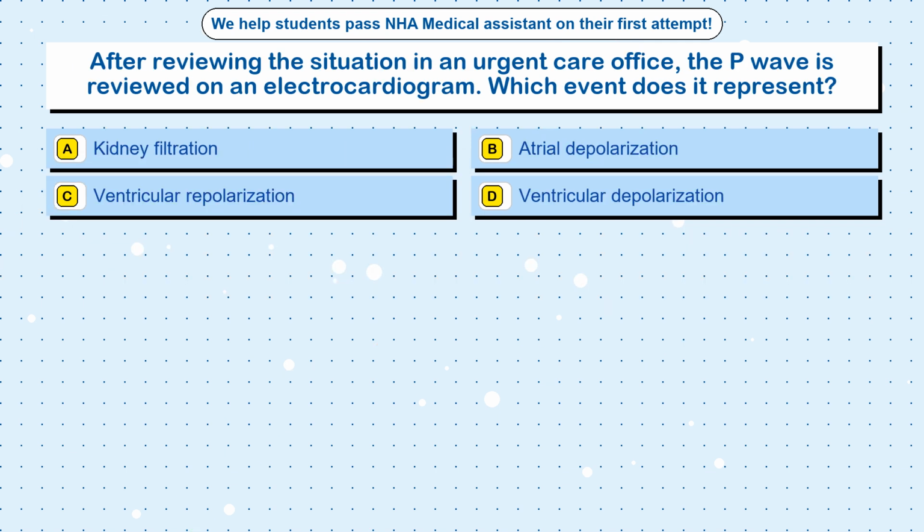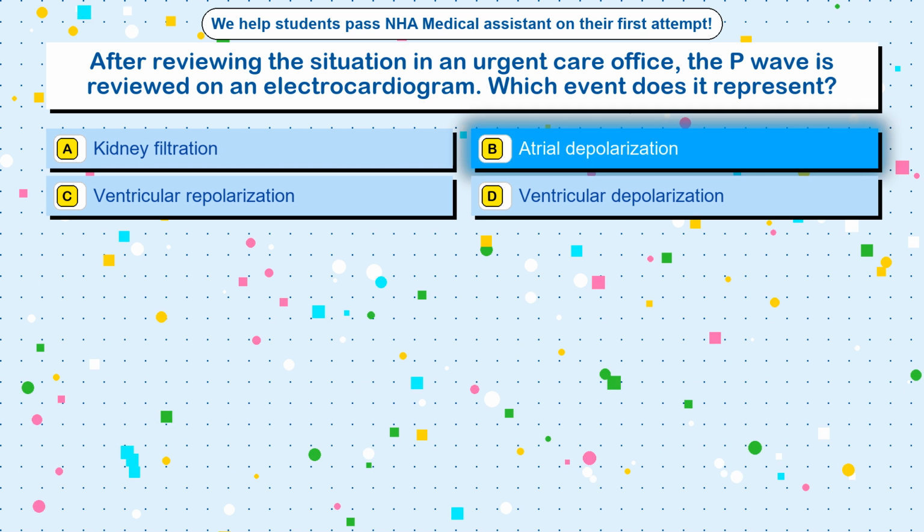Question 69. After reviewing the situation in an urgent care office, the P wave is reviewed on an electrocardiogram. Which event does it represent? Option A. Kidney filtration. Option B. Atrial depolarization. Option C. Ventricular repolarization. Option D. Ventricular depolarization. The correct answer is option B.